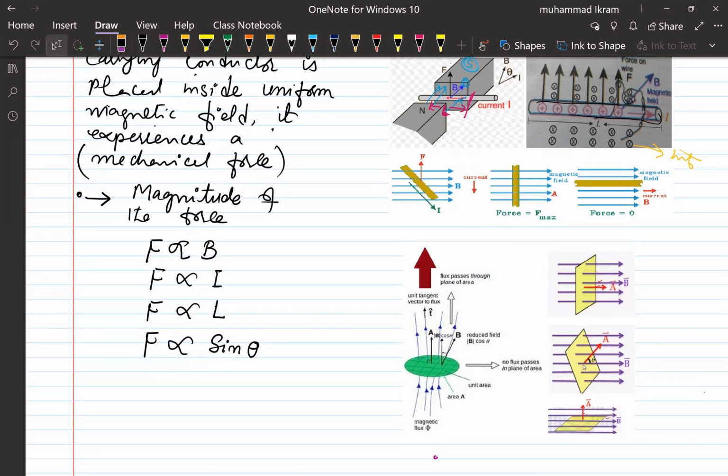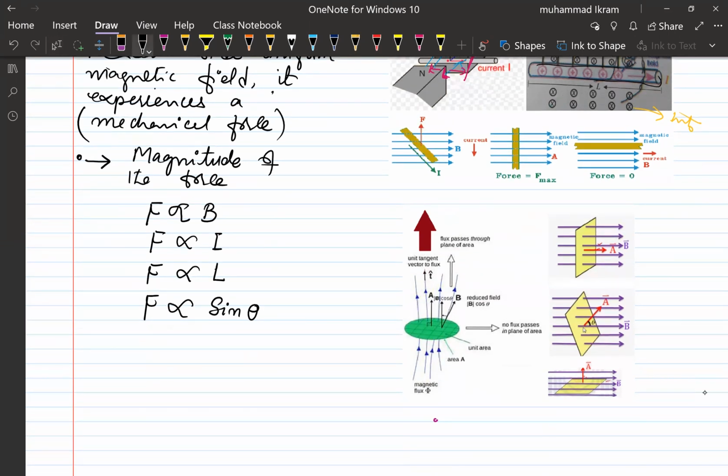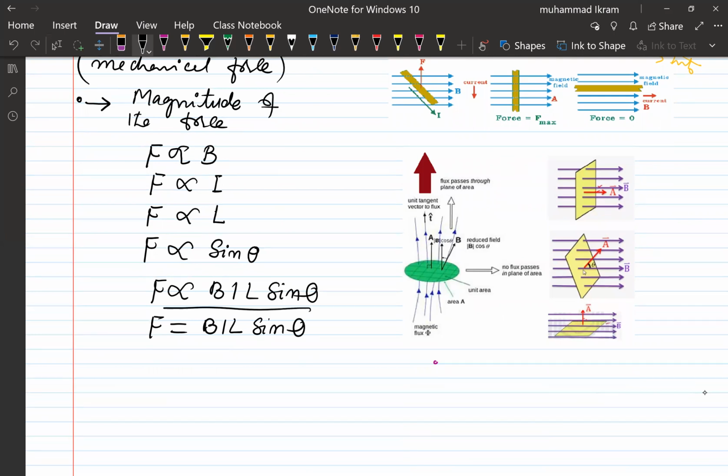So it is better if I take the length of the conductor as a kind of displacement vector. So what does this mean? This force is directly proportional to BIL sine theta. Experiment shows that the constant of proportionality is 1. So we omit it and write F equals BIL sine theta, right? This is the magnitude.